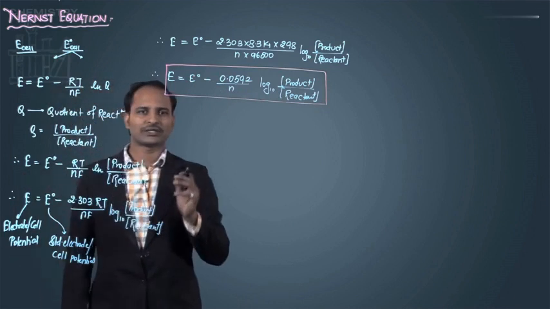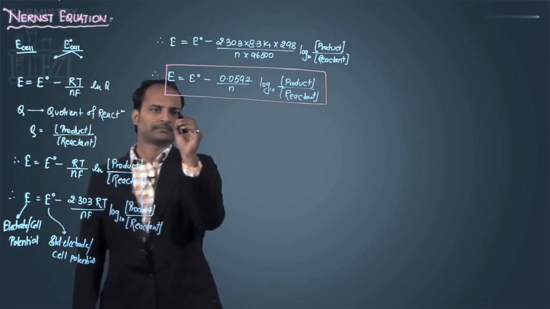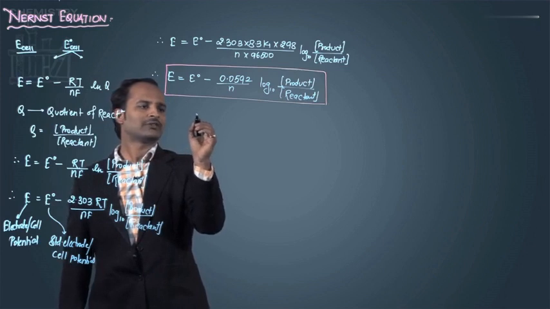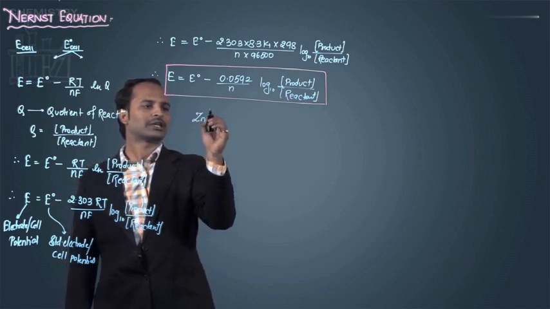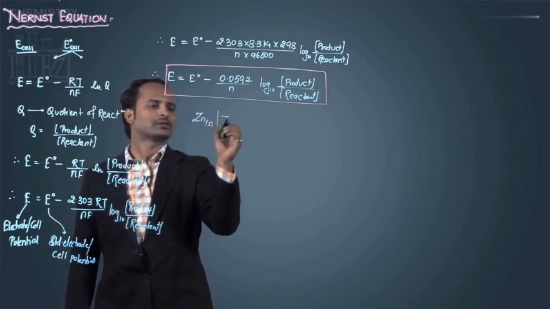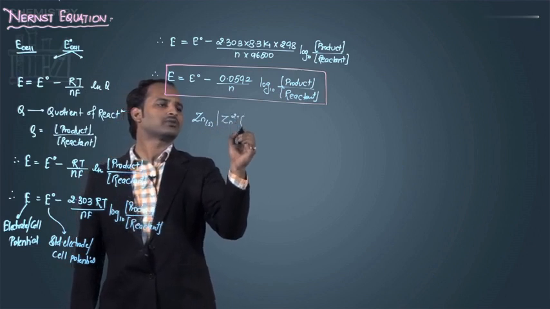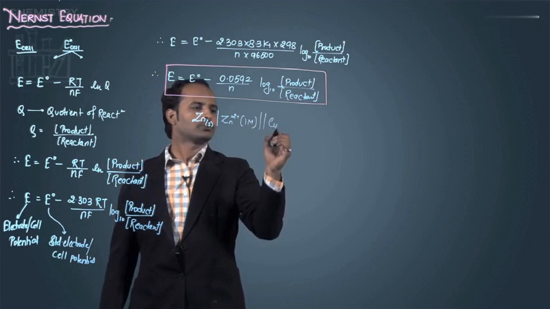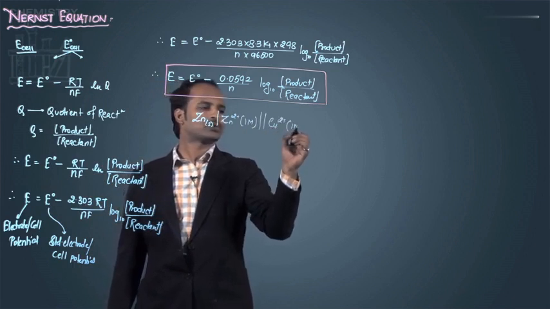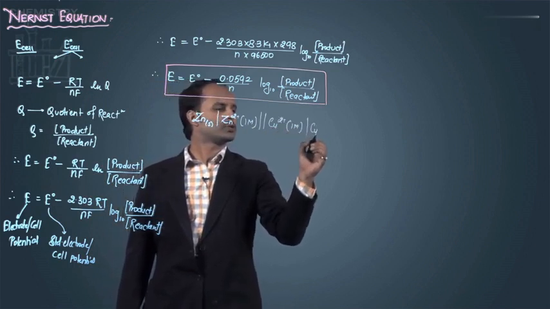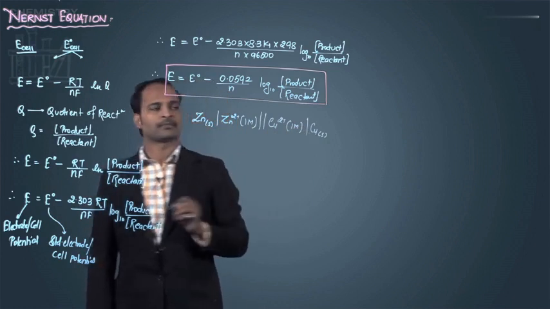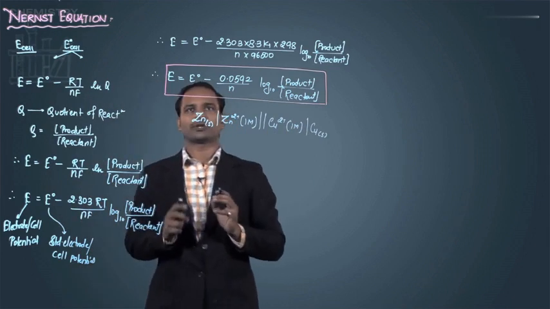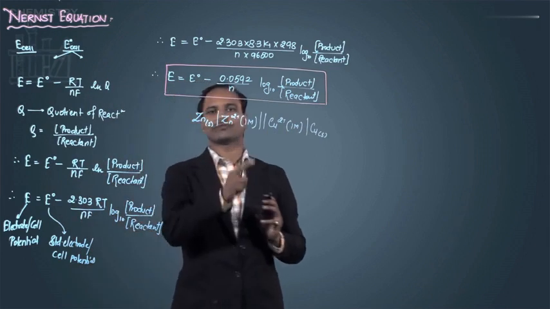Now let us use the Nernst equation for a Daniell cell. The cell representation is zinc, zinc 2 plus ion whose concentration is 1 molar, then copper 2 plus 1 molar solution, and then copper in solid state. Now I want to write the Nernst equation for this Daniell cell.